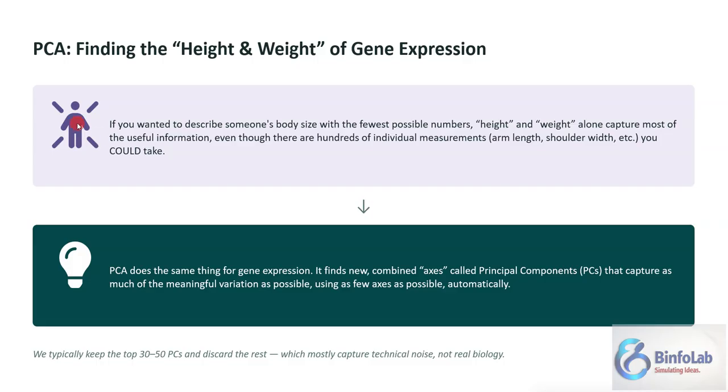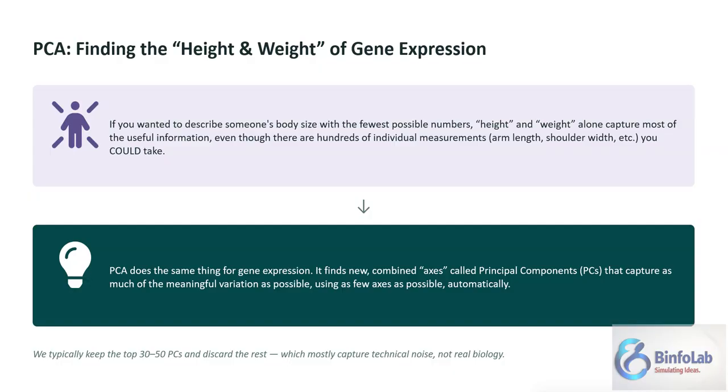So even though there are 100 other ways of measurement, for example, I could say the arm length, the shoulder width, the size of the head and the size of the legs, and any other thing.